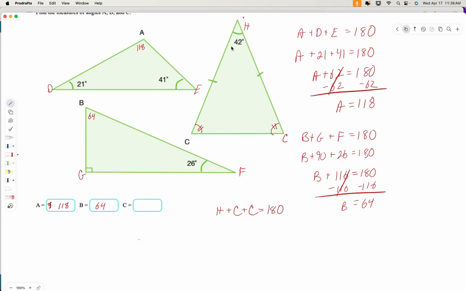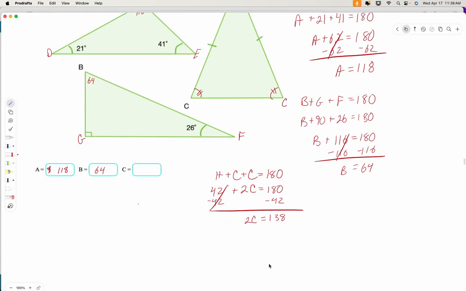Well, H is equal to 42. So 42, and then I've got two C's. Plus two C's is equal to 180. If I subtract 42 from both sides, this would cancel. Two C's would equal 138. So now that I have two C's, I know I can divide by 2. And this would cancel, leaving C behind. And then this would be 138 divided by 2.